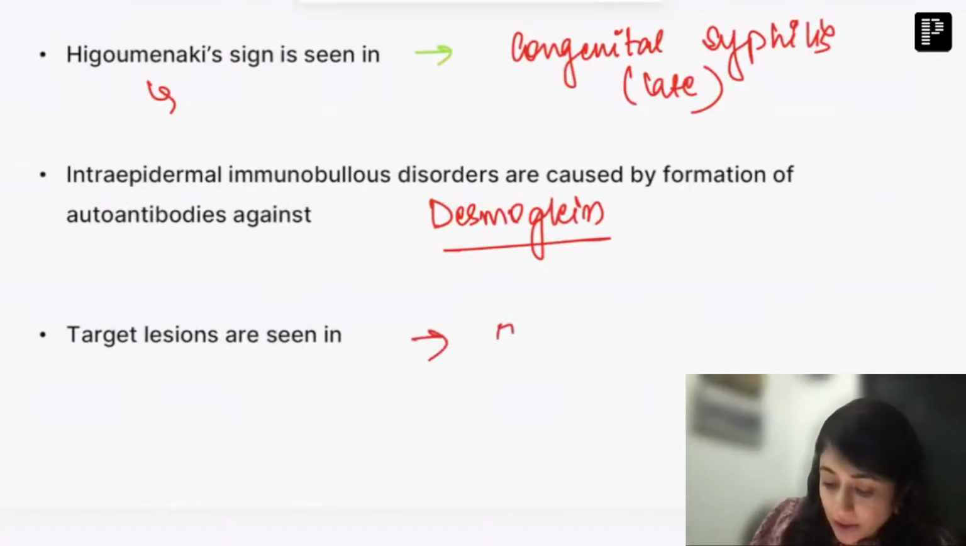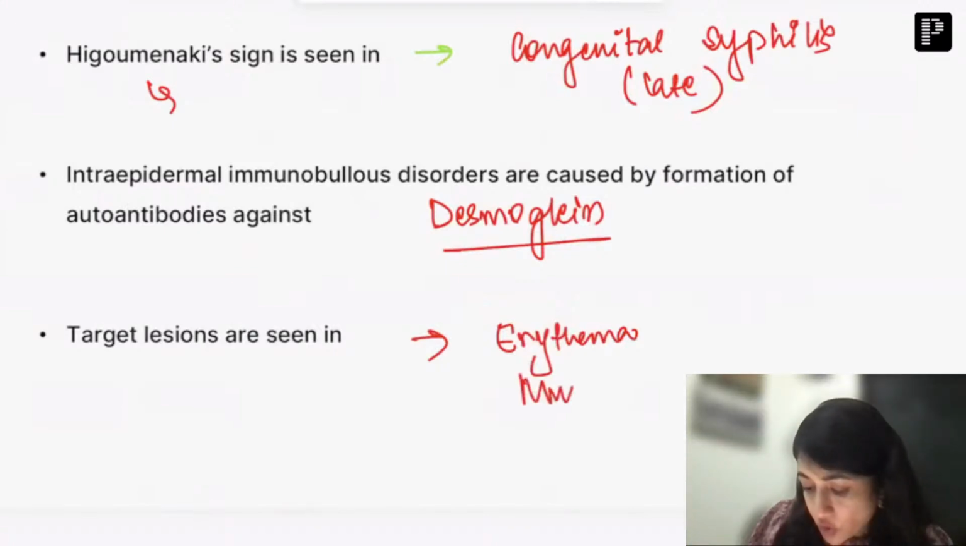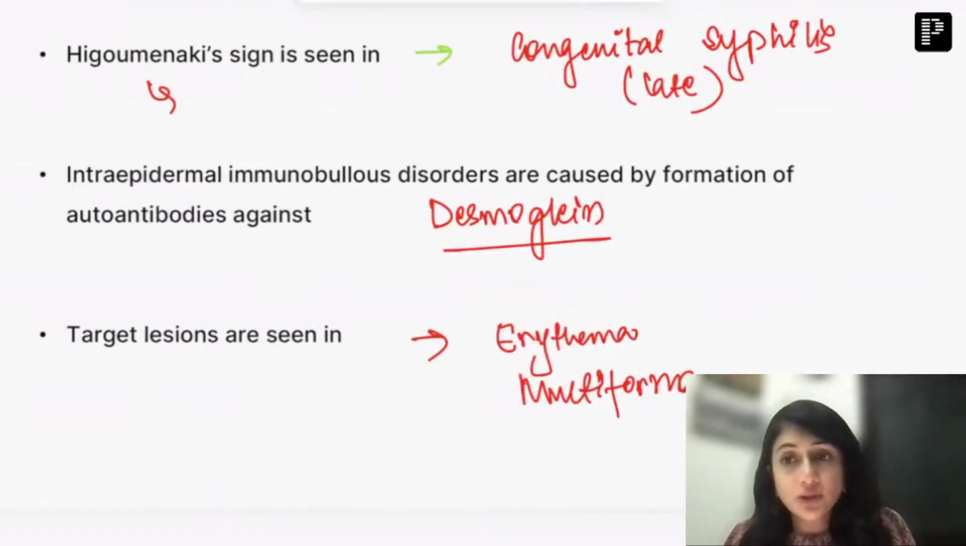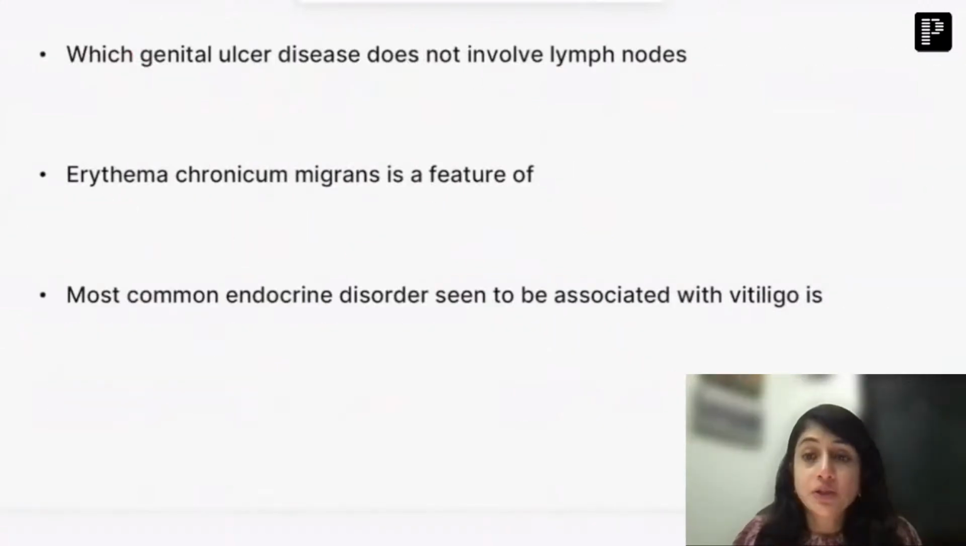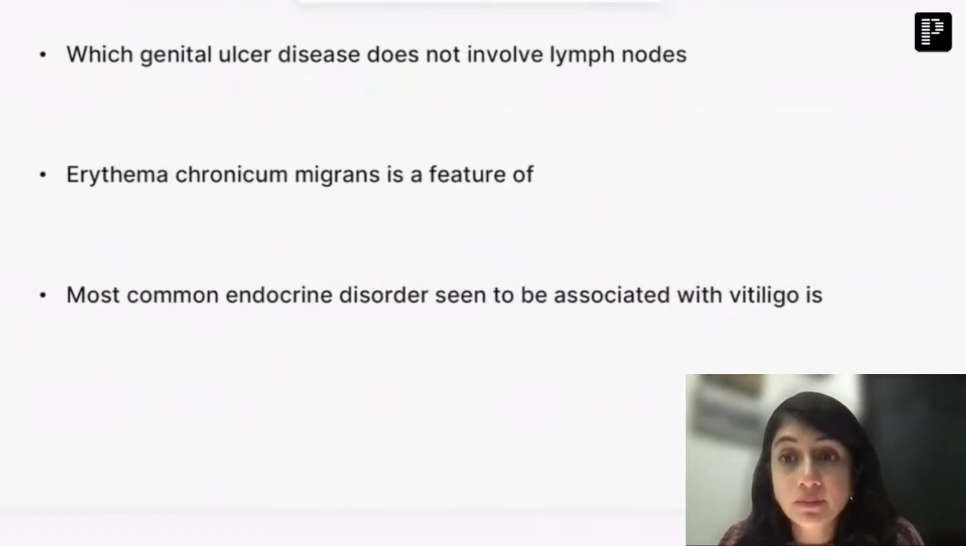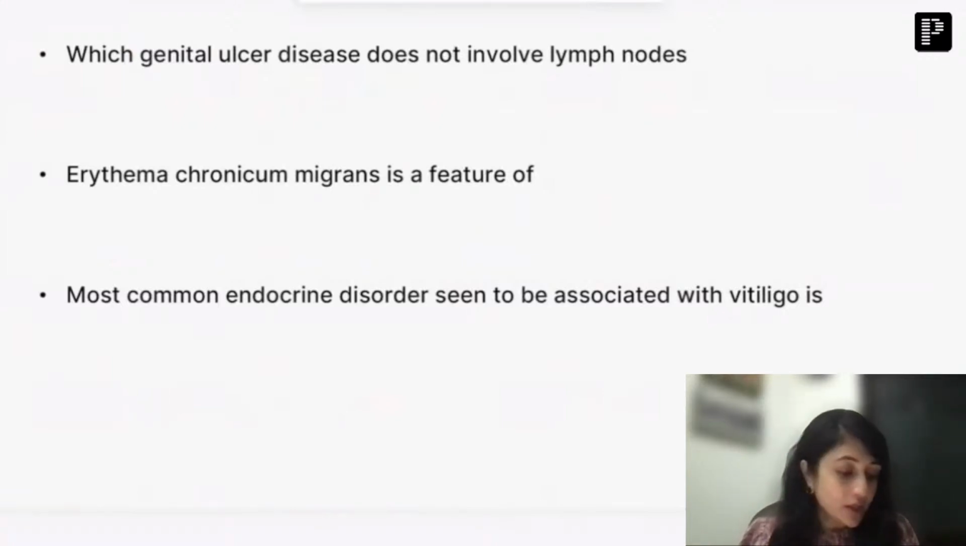You're right. Target lesions are a feature of erythema multiforme, which is caused in 90% of cases by a viral infection, but can also be caused by drugs. EM typically has target lesions. Which genital ulcer disease does not involve lymph nodes? First question. Second, erythema chronicum migrans is a feature of what disease? And what is the most common endocrine disorder that you see associated with vitiligo?